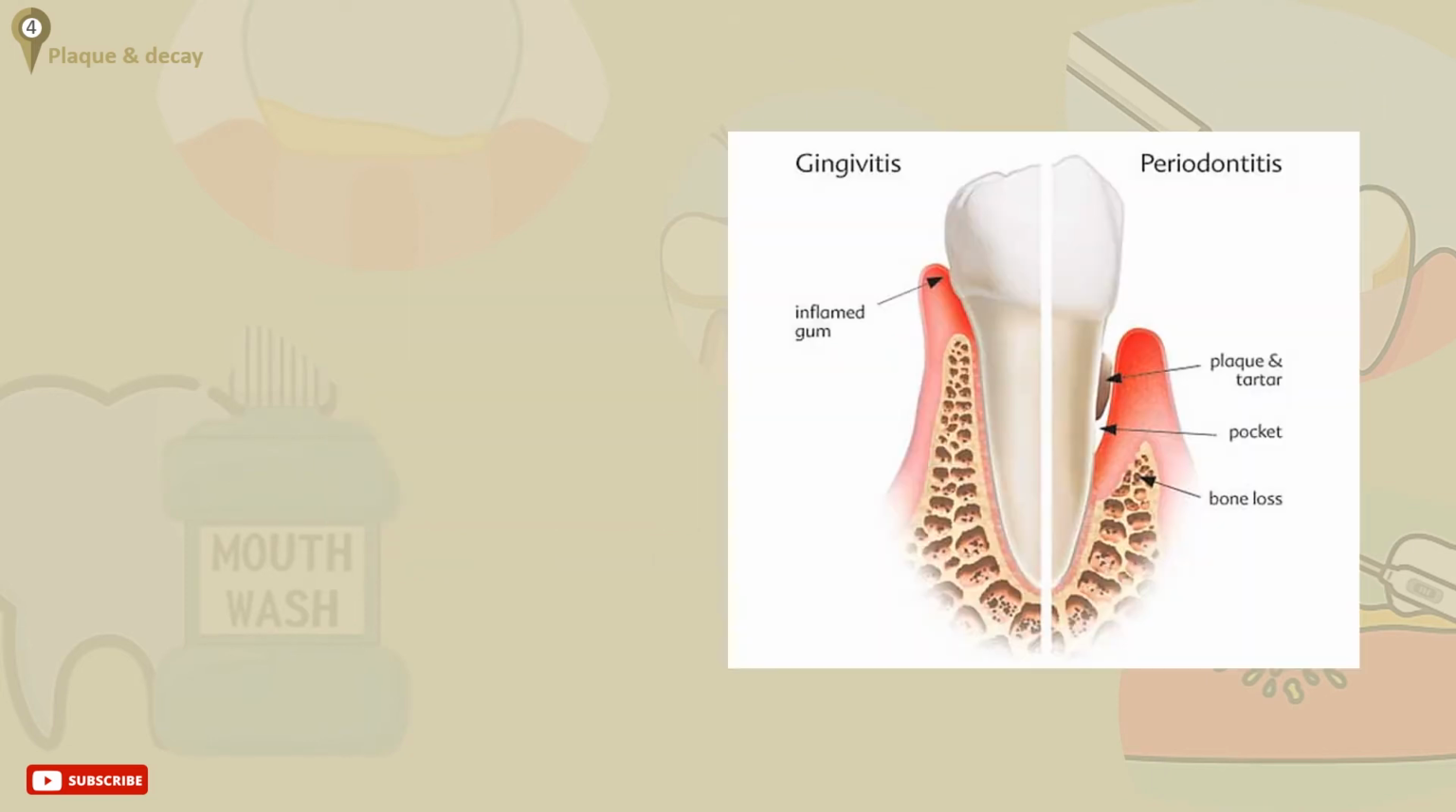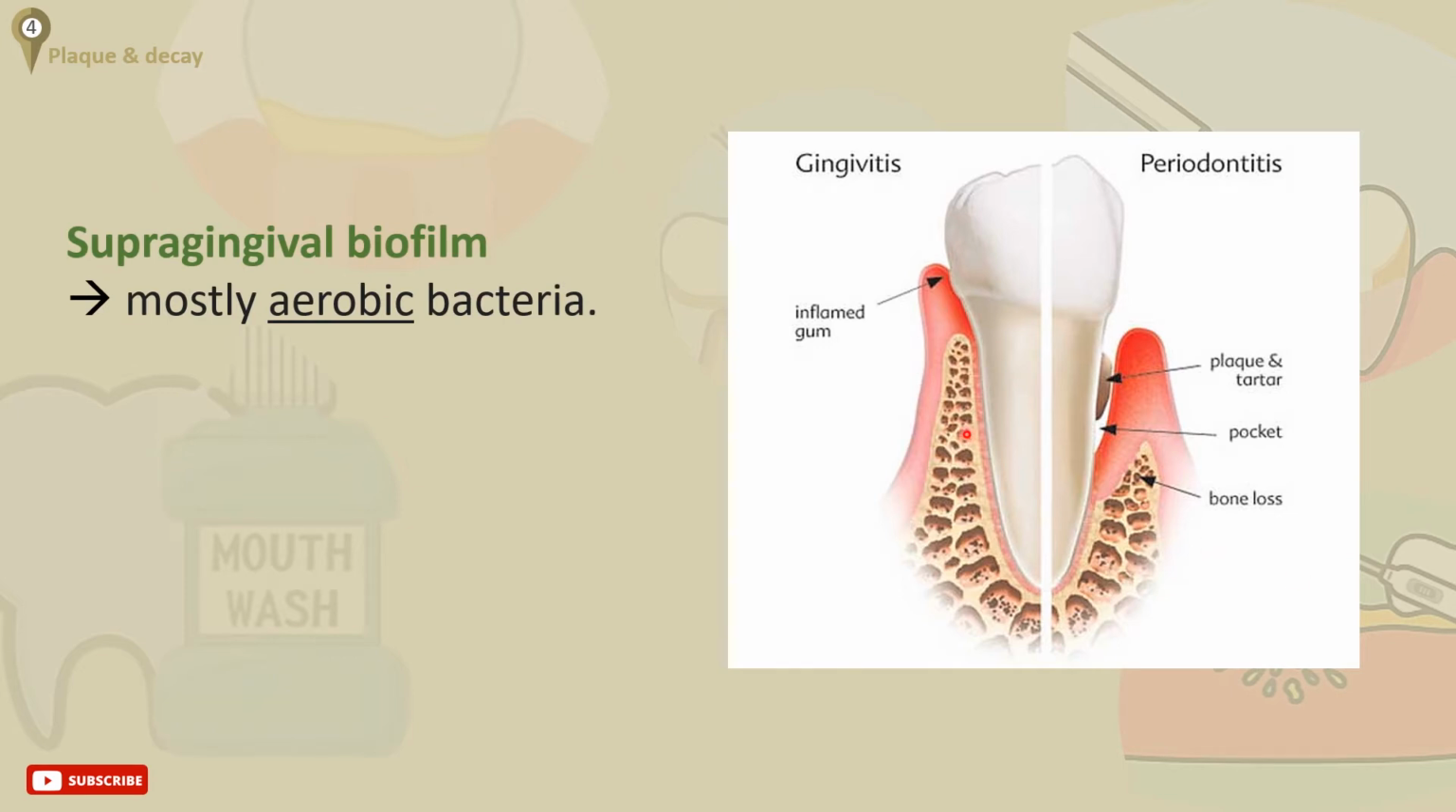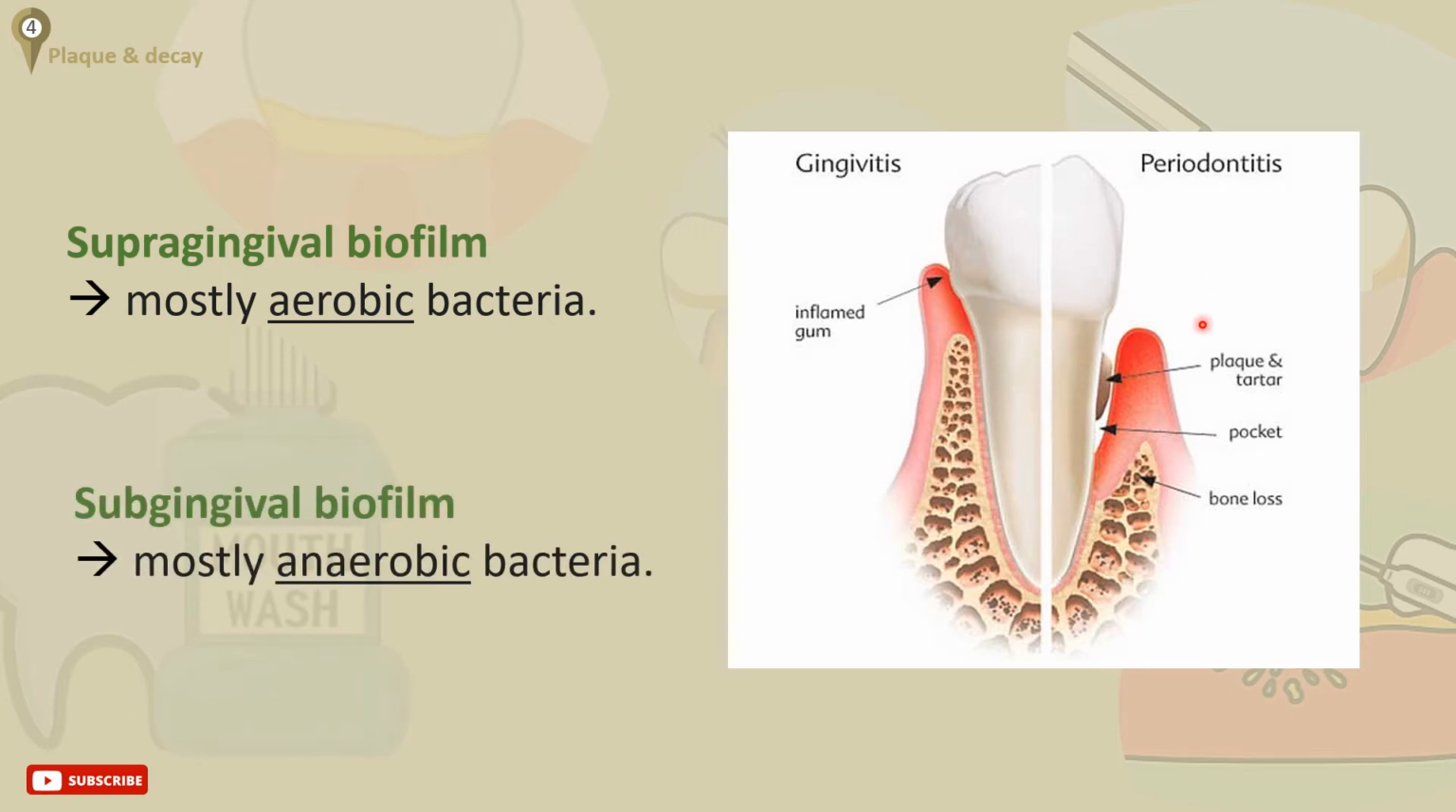Also, note that the bacteria in the dental plaque differ according to the position regarding the gingiva. The supragingival biofilm contains mostly aerobic bacteria, meaning that these bacteria need oxygen to survive. And if the plaque remains on the tooth surface for a longer period of time, anaerobic bacteria begin to grow in this plaque. And the subgingival biofilm mostly contains anaerobic bacteria, meaning that these bacteria will only survive if there is no oxygen.